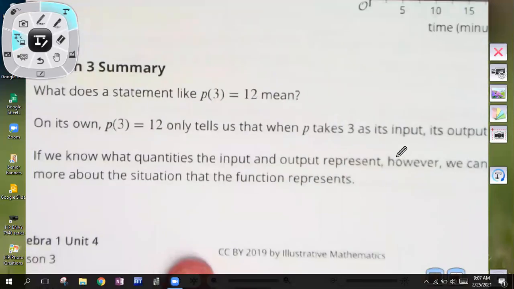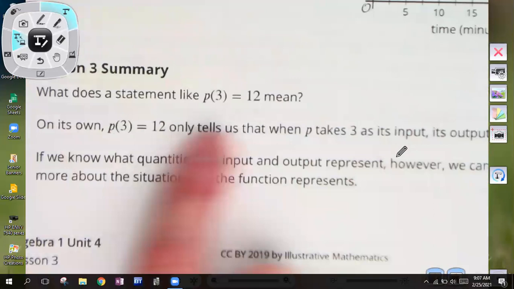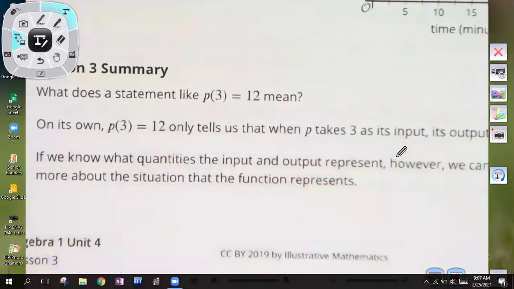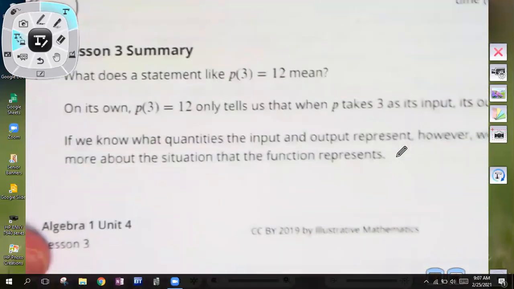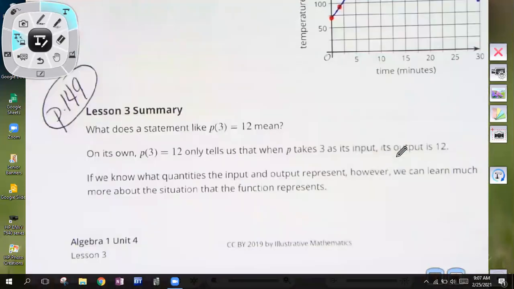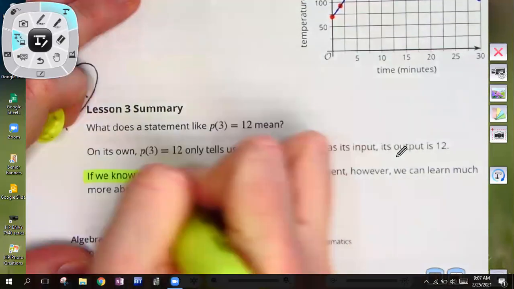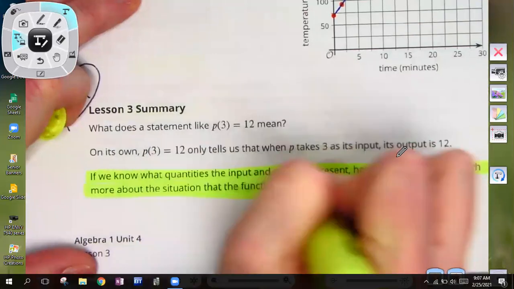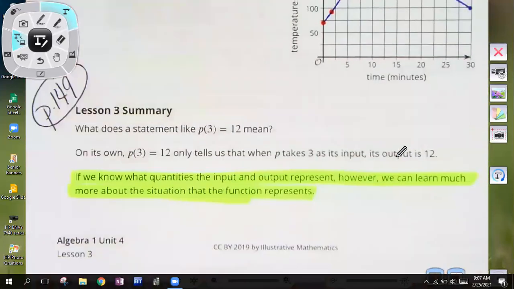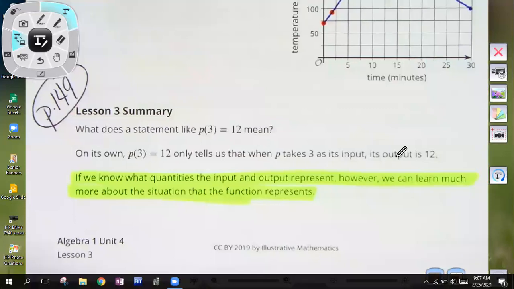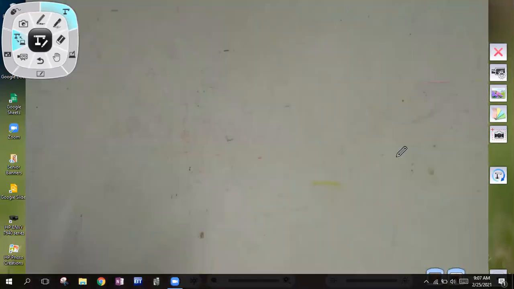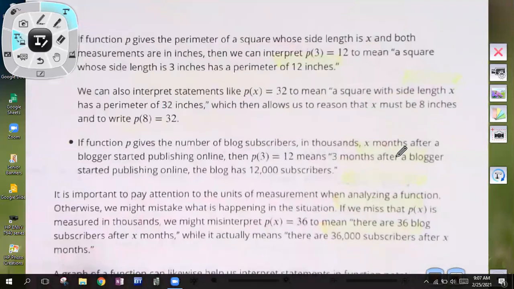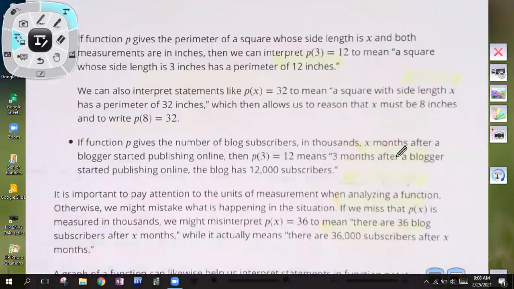say with it. And that's exactly what this little line says. On its own, it tells us the name P, with 3 as its input and 12 as its output. But on that last sentence, it says, if we know what the quantities are for the input and output, we can learn much more about the situation that the function represents. So then it gives us these 2 bullet points, and it kind of just gives a couple examples of what it could represent.